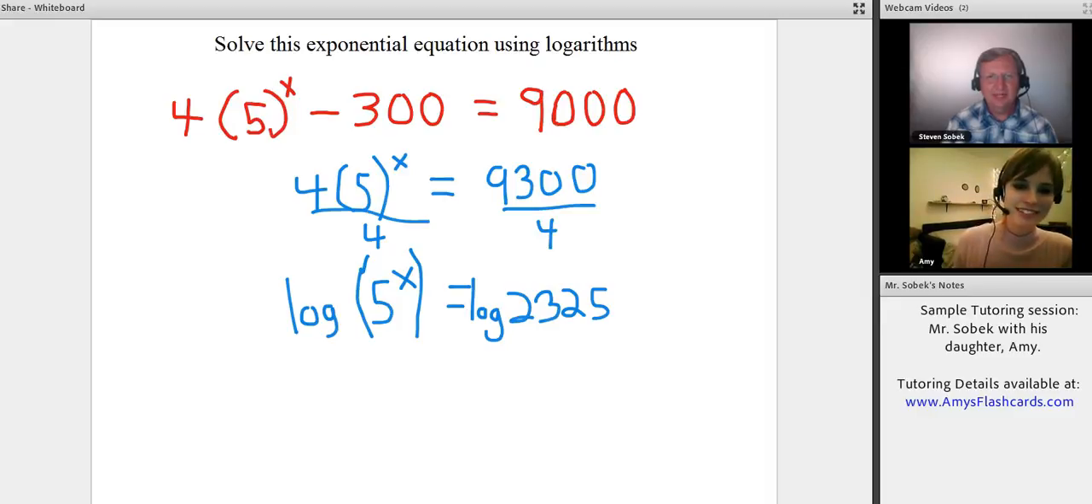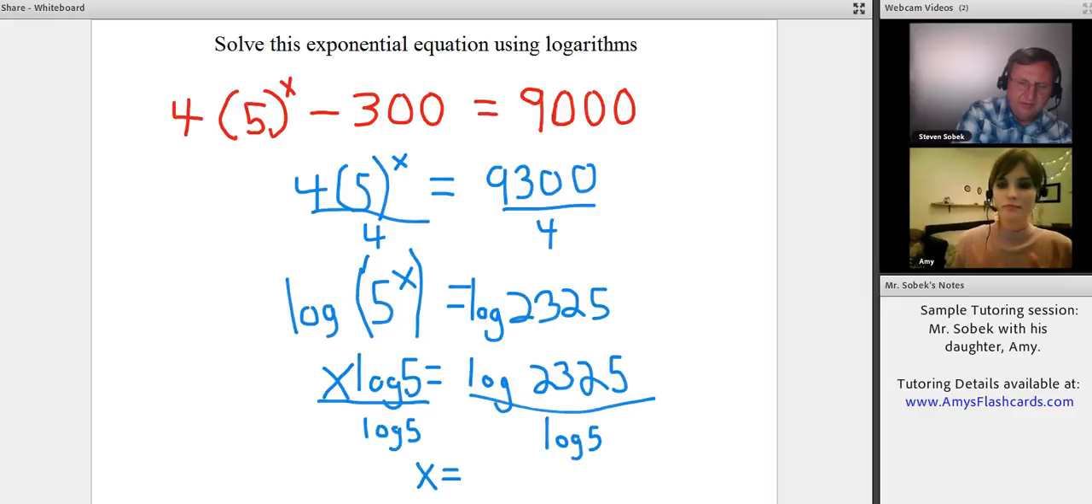Now, why did you log both sides? What good is that? It looks more complicated. Because once you log both sides, you can take the x and put it in front of the log. We could use the law of logarithms to take that exponent x and bring it down as a coefficient. Log 2325. 2325 in parentheses, don't forget that.